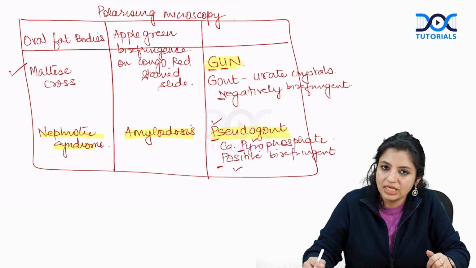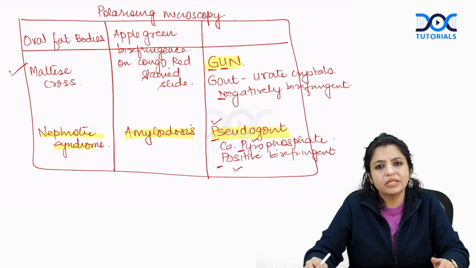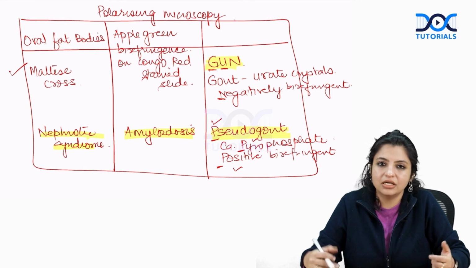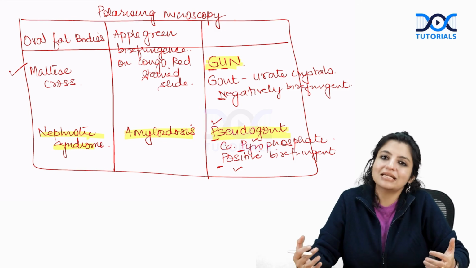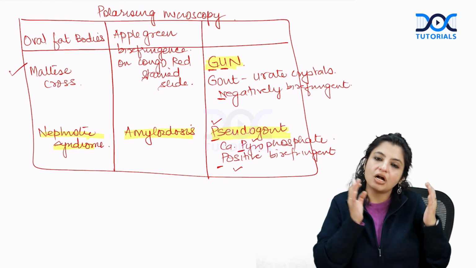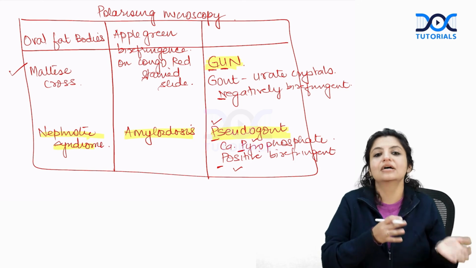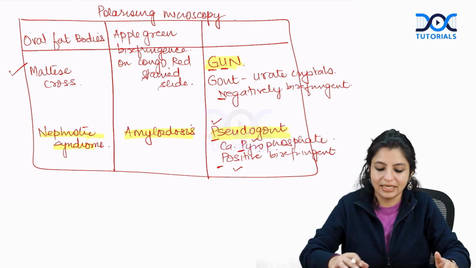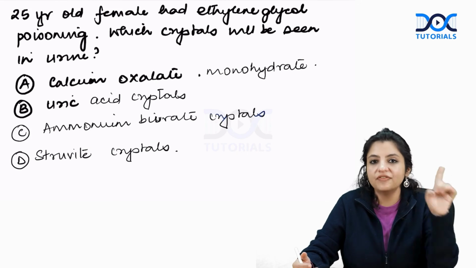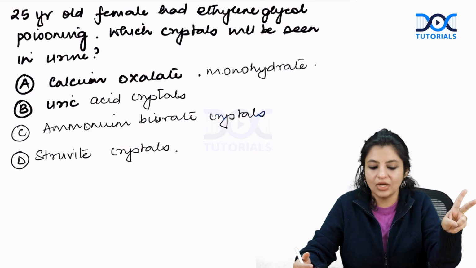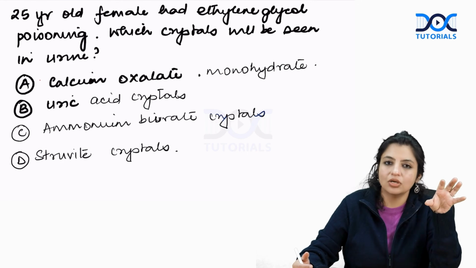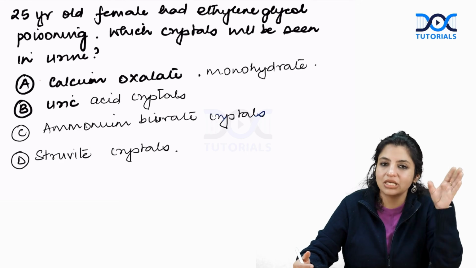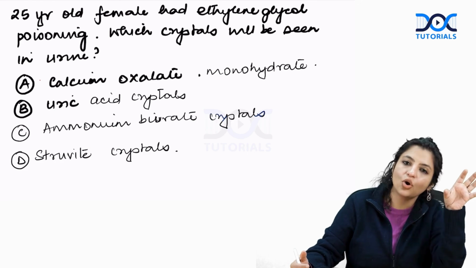Once we are very clear with this, the next thing you have to understand is, once we are clear with the casts, before we finish the casts and the crystals, let's see one question which was asked recently. The question said, a 25-year-old female had ethylene glycol poisoning. Which crystals are seen in them? Whenever ethylene glycol poisoning occurs, this glycol changes to glycolic acid.